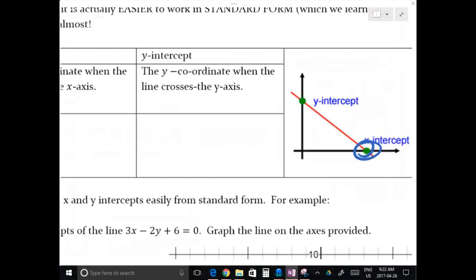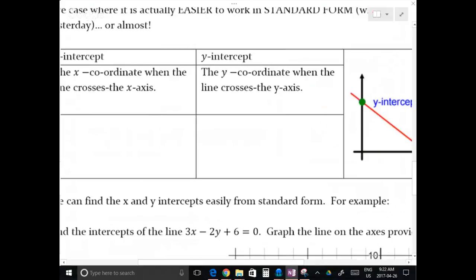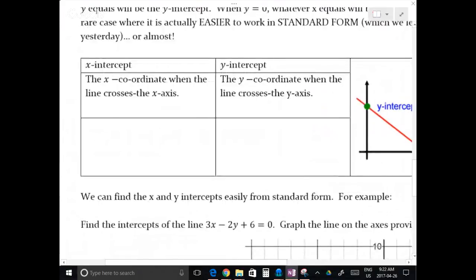So the reason we graph this way, you can always graph a line from 2 points. We pick these 2 points because they are easy to find. You can use any points. We use these points because they're simple to find. So the x-intercept is the x-coordinate when the line crosses the x-axis. Where does it hit the x-axis? And we find this when y equals 0, right?